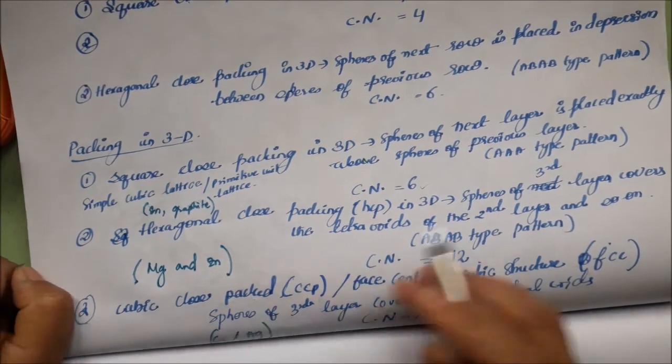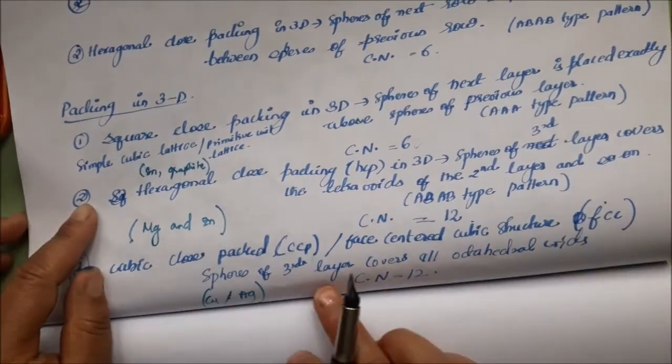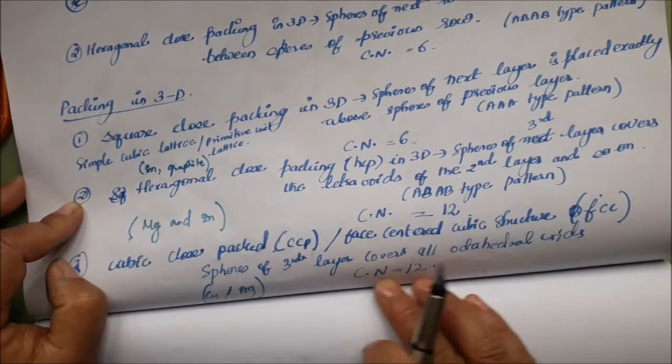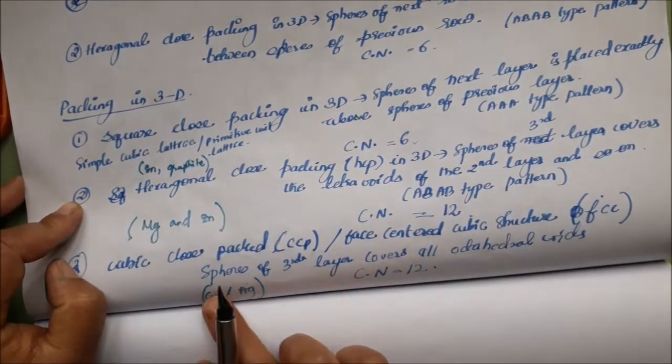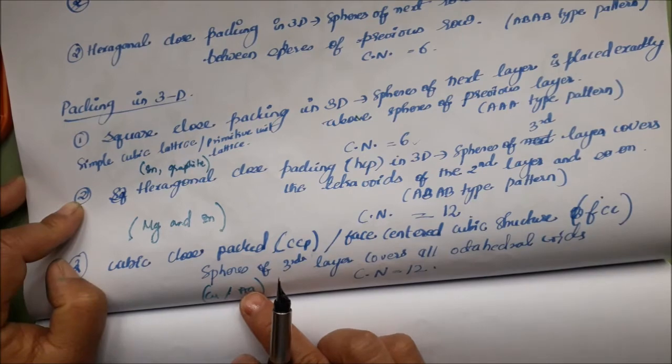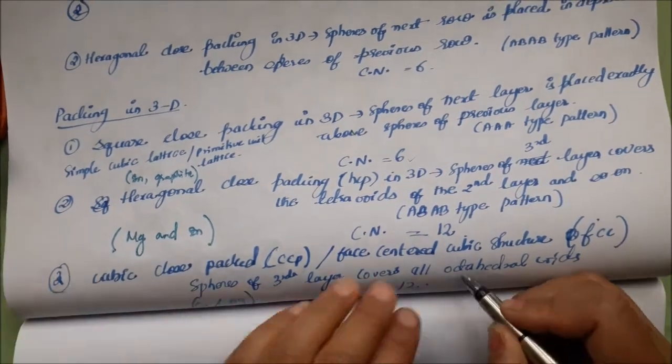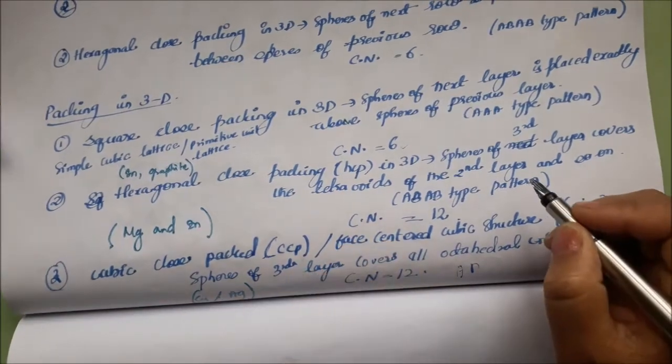Then in cubic close packed, the spheres of the third layer cover all the tetrahedral voids. And the coordination number here is 12. Examples are copper and silver, which have this type of packing. And this is also called ABC type of packing.